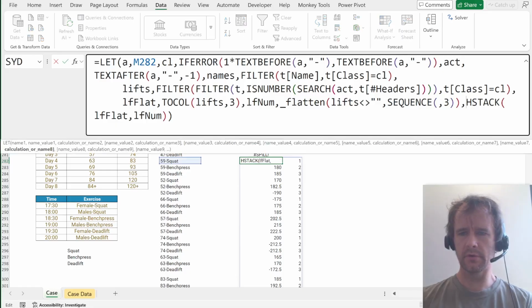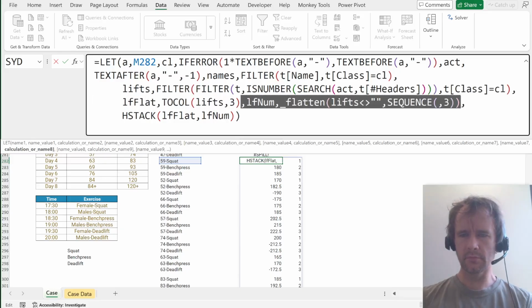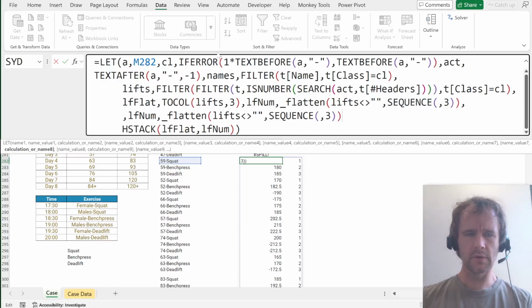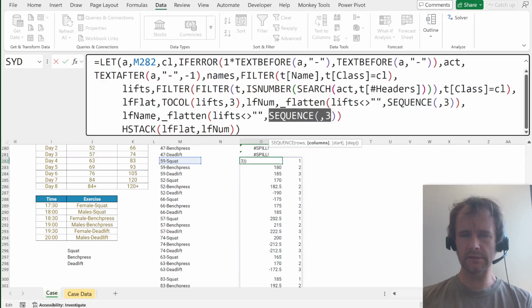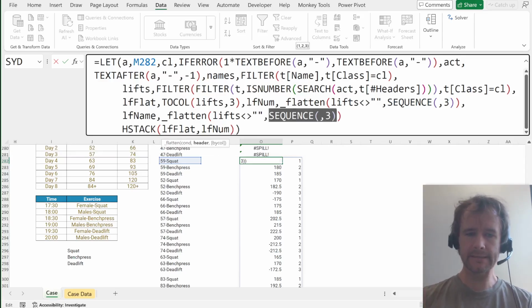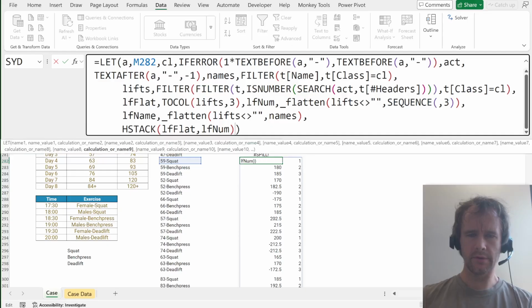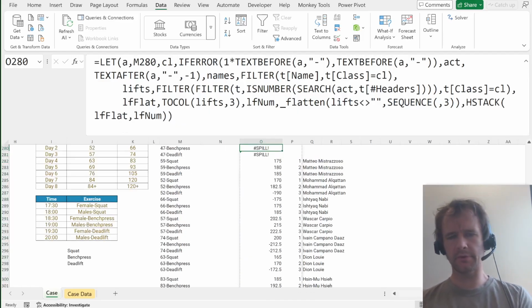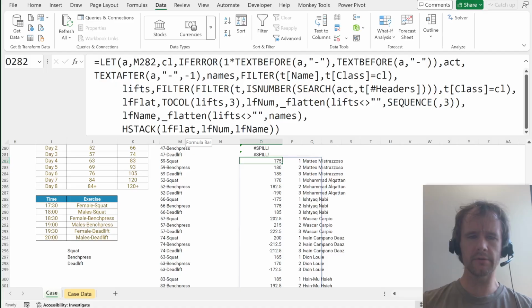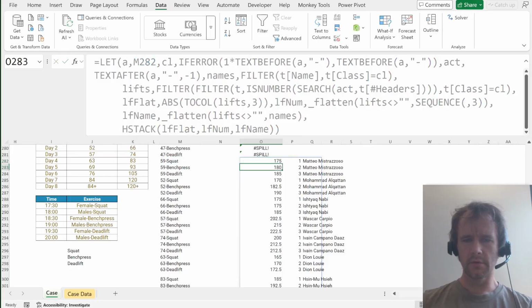So let's do LF name. We flatten same condition, but now I want to flatten thing, name, names. There we go. And then let's add LF name. Okay, so now I think I just want to sort. Oh, and sorry, let's also do to call, take the absolute value of that. Okay.